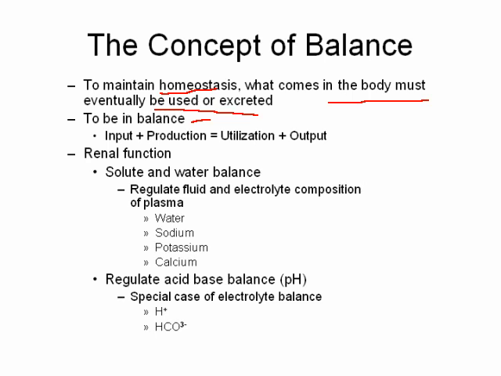And of course, it's not just balancing input and output, but allowing for the fact that some materials get used up, that is, they get utilized. In addition, there's a certain amount of production. Some of the water that we eliminate actually is produced by metabolism. So to be in balance, input and production has to equal utilization and output.